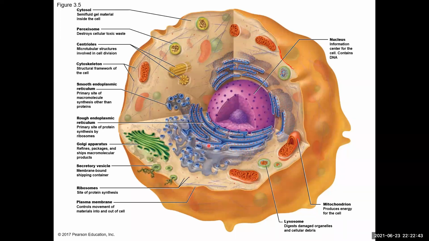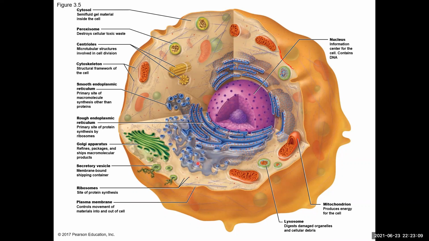Now, when you move away from the rough ER, you get to the smooth ER, which is primarily responsible for other organic macromolecule synthesis, like lipids, those sorts of macromolecules. They're not primarily making proteins because they don't have the ribosomes needed to make those proteins.